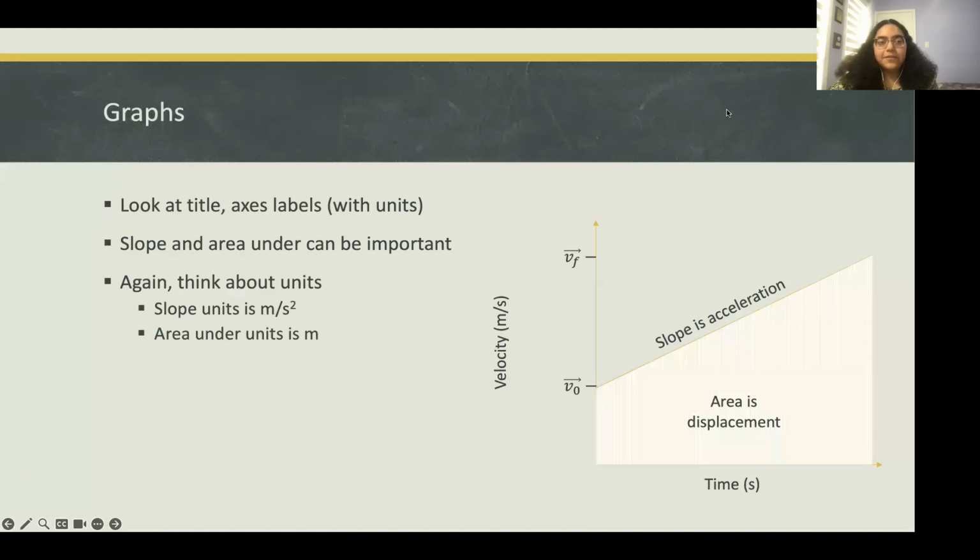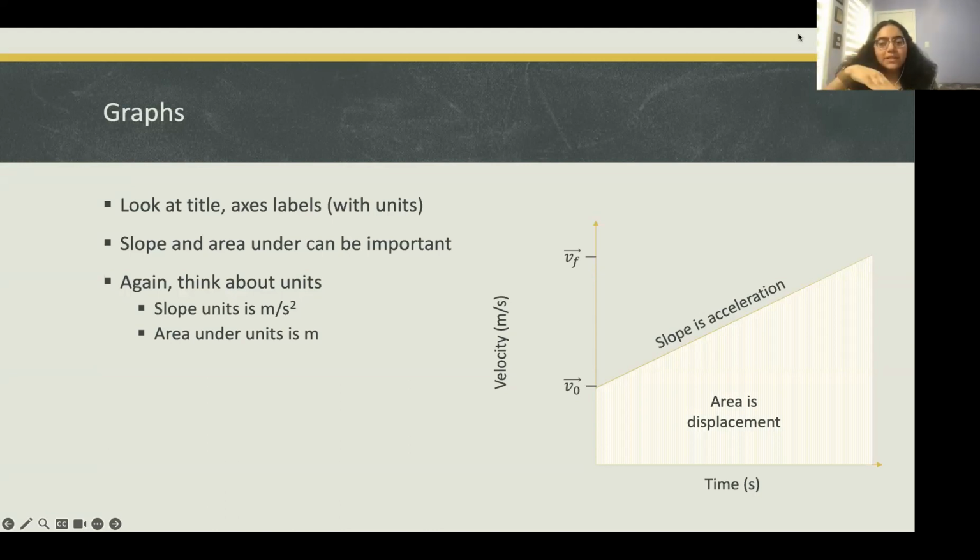And then graphs. So you might be getting a graph with your question. In that case, you want to look at the information they give you, like the title, the label on the axes, and usually units as well. And from a graph, the slope and the area under it can be very important. The slope is like the derivative, I guess, and the area under is like your integral. And you want to think about units when you're doing this.